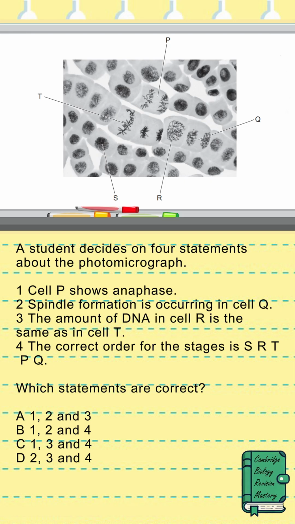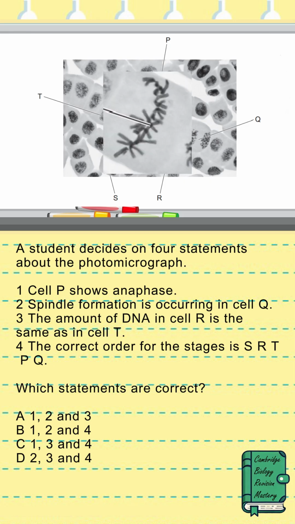Now what I'm going to do is enlarge the picture for you slightly so you can see what I'm talking about. T is the first one that comes up, and what we can see is that we've got chromosome looking structures all lined up in what appears to be the middle of the cell. That should tell us that this is metaphase.